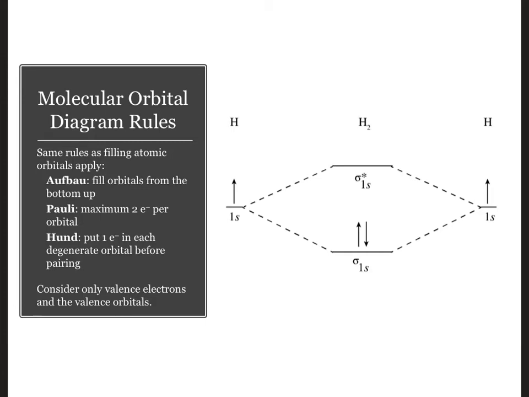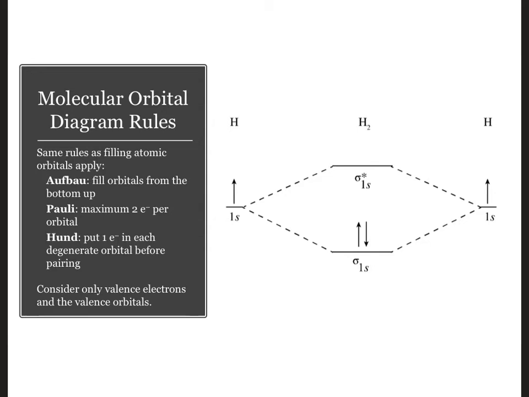You'll still only put 2 electrons in each orbital following the Pauli exclusion principle, and you'll fill all orbitals of the same energy with a single electron before going back and adding more electrons that are spin paired. To keep the MO diagrams as simple as possible, we'll only consider the valence electrons and the valence orbitals.